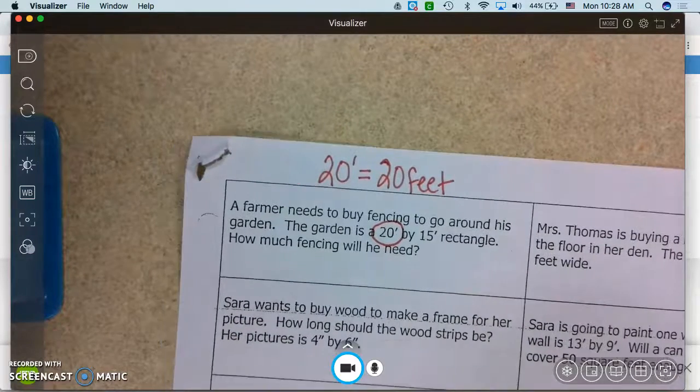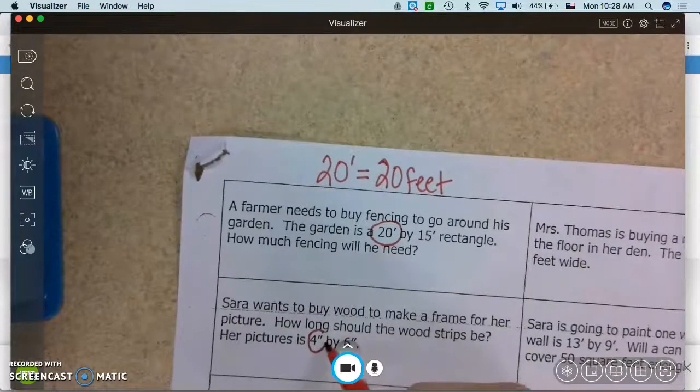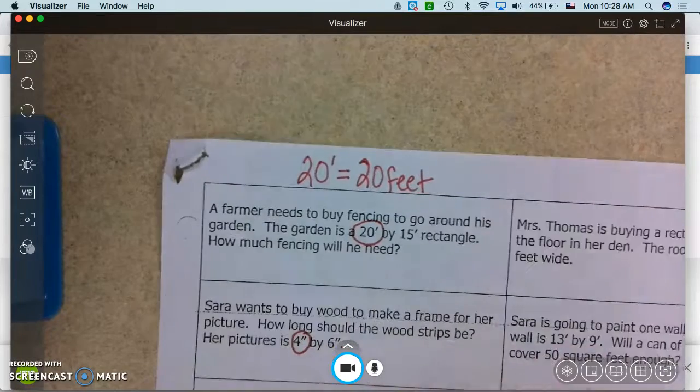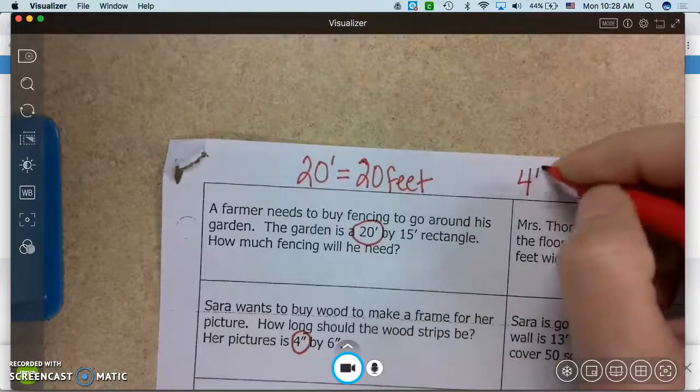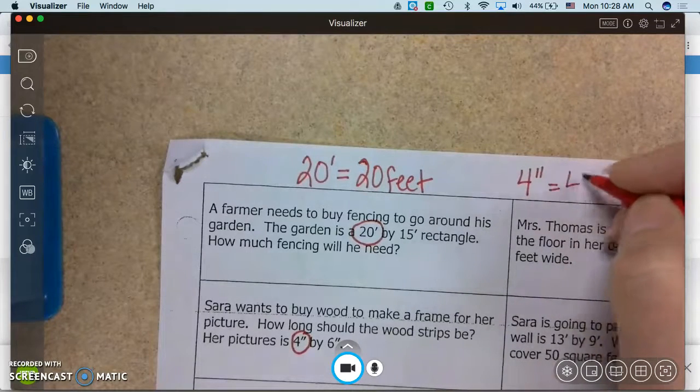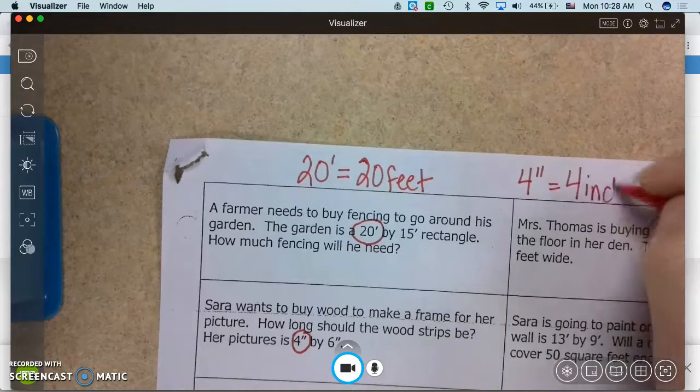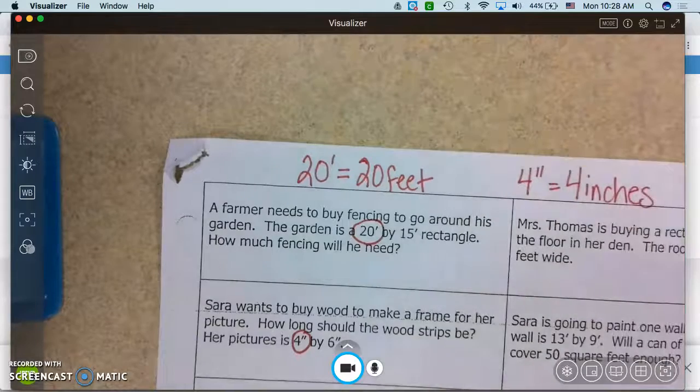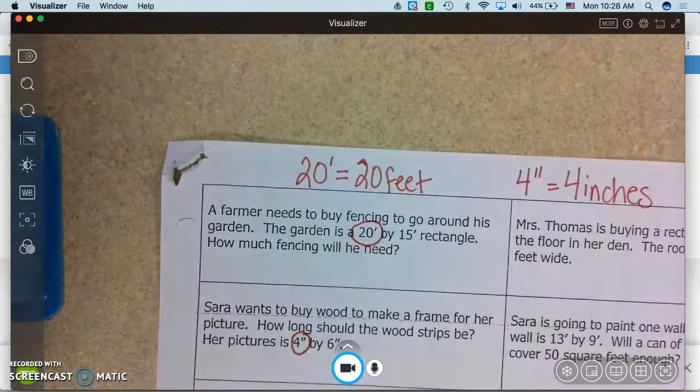And then if you look down at the next one, it has a quotation mark. See the 4 with the little quotation mark? The 2 marks is for inches, so that means 4 inches. Okay?